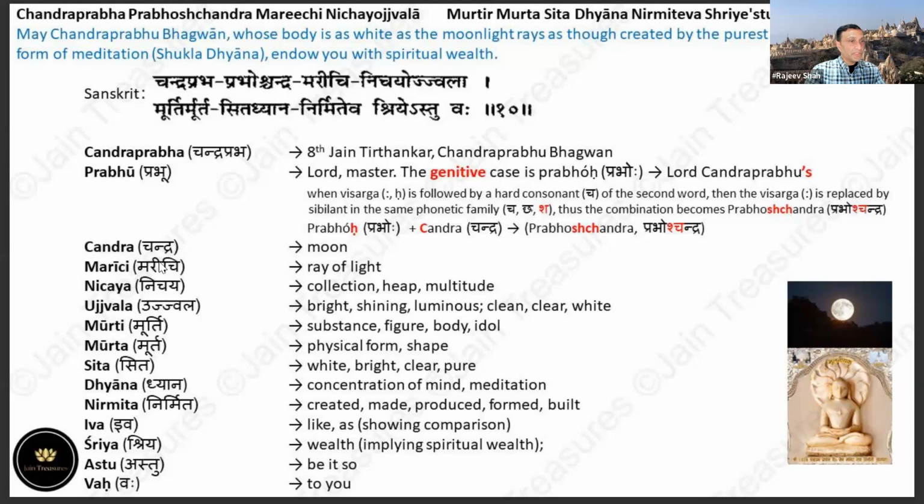So Chandra is moon. Marichi means ray of light. Niche means collection, heap, or multitude. Ujjwal means bright, shining, luminous. Murti, again, as we know, it's quite common. Bhugani Murtiche, idol. It means substance, figure, body. And then Murta means physical form.